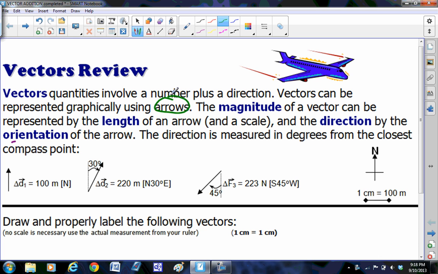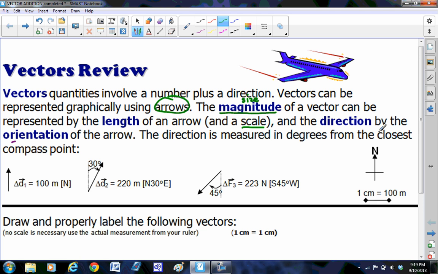So we were doing that the other day. And we saw that the magnitude, or the size, of a vector is represented by the length of the arrow. So the longer the arrow, the bigger the vector quantity is. To figure out how big it should be, you use an appropriate scale. The direction the arrow is pointing is the direction the object is moving, its actual displacement. And when we measure vectors that are angled, we measure from the closest compass point.